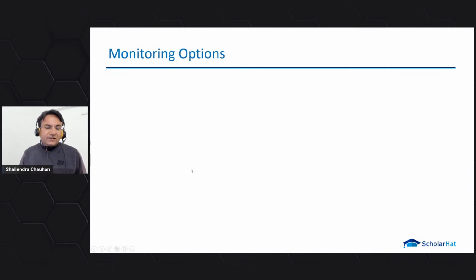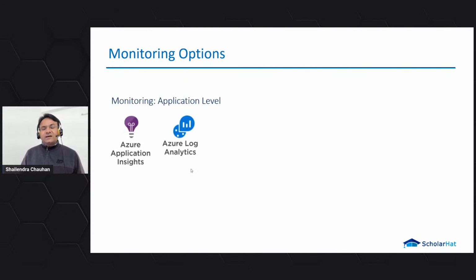Then we have the monitoring option. When it comes to how to monitor the application, we have two options. We can monitor things at the application level. To monitor at the application level, we have Azure Application Insights. Whenever you're looking into the code, or which request is taking how much time, and how many requests you're making to load a particular page, that can be tracked using Azure Application Insights.